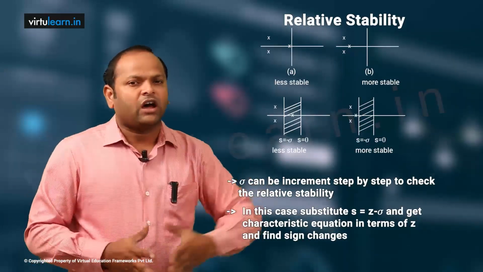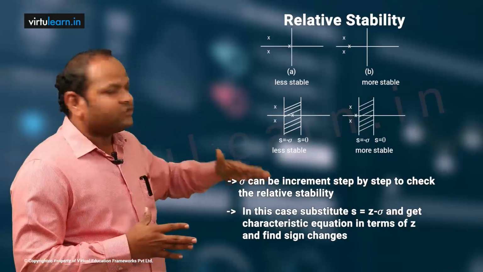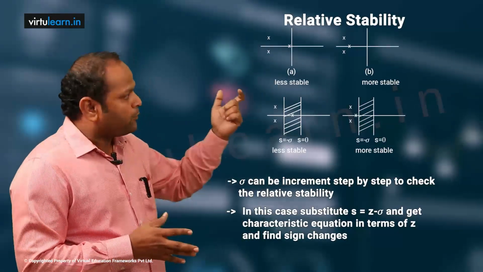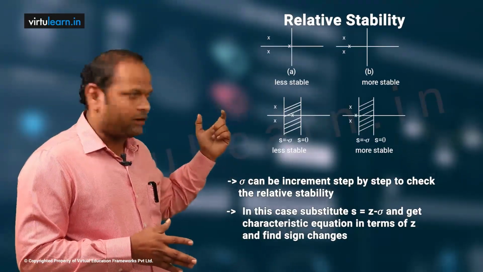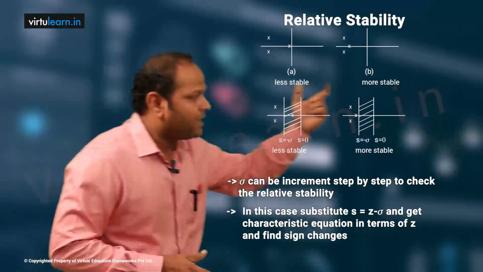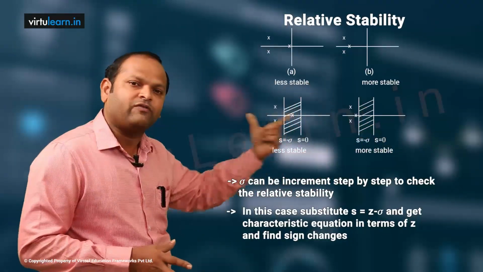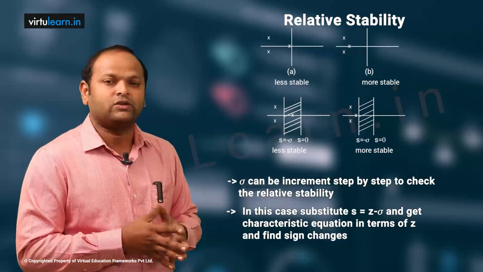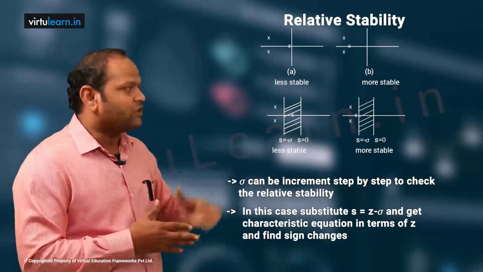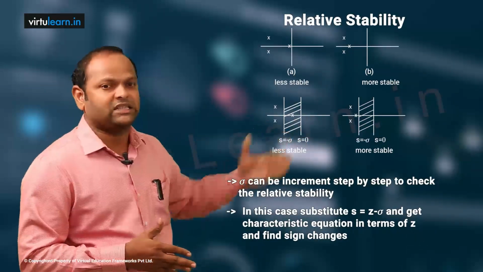So what does the Routh-Hurwitz criteria give? It will give you that there are three poles in the left of the S-plane. Here I have three poles, and here I have three poles. Therefore, we cannot find out the relative stability. So the RH criteria cannot tell you which is more stable and which is less stable.